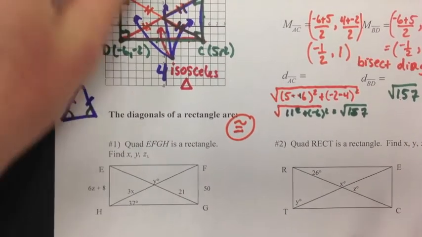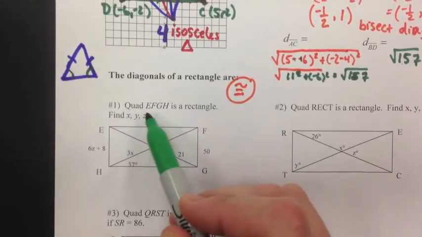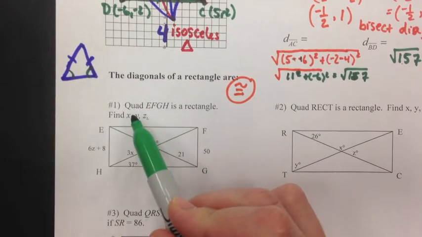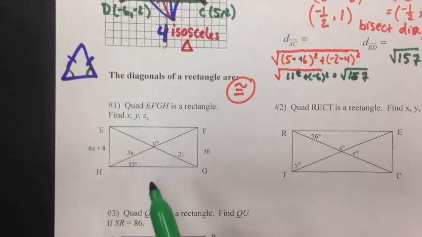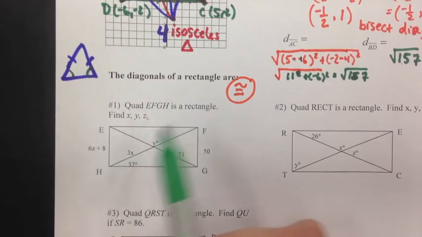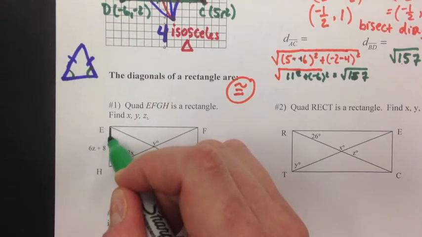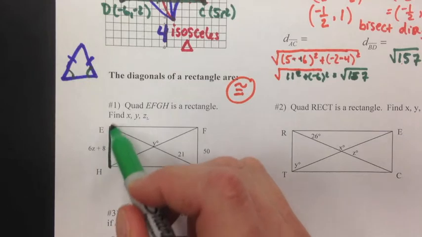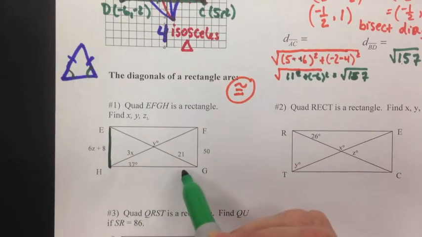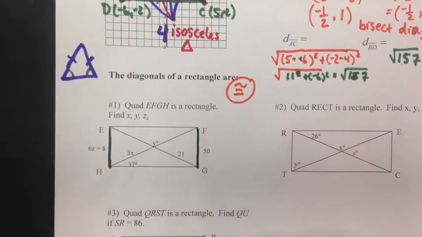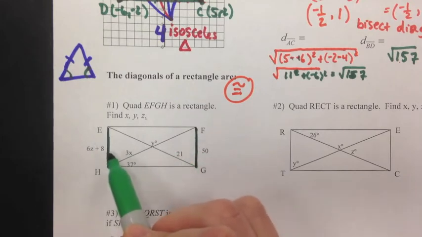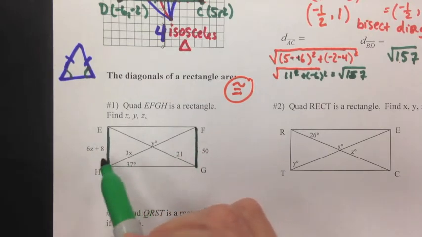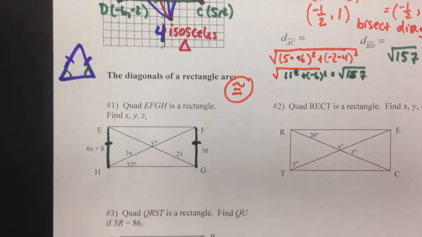Okay, so let's look at number 1. Quadrilateral EFGH is a rectangle. Find X, Y, Z. Now, when I look at this, I like to start with the side lengths, and I usually start with the outside stuff. I see 6Z plus 8 is segment EH. Now let's see, I don't know the top, and I don't know the bottom, but I do know the right side is 50. They tell me that. And the other thing is, a rectangle is a parallelogram, so we know opposite sides have to be congruent.